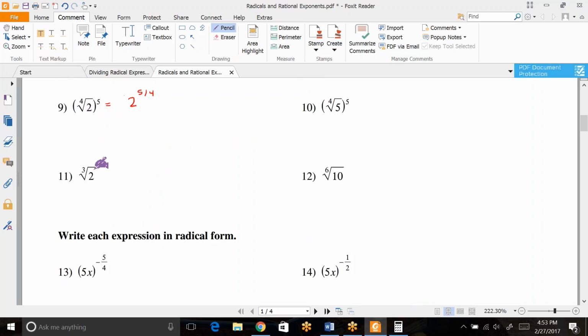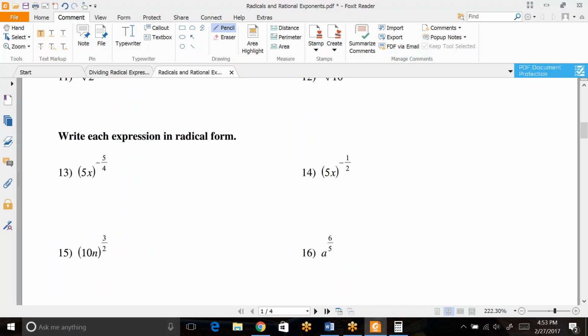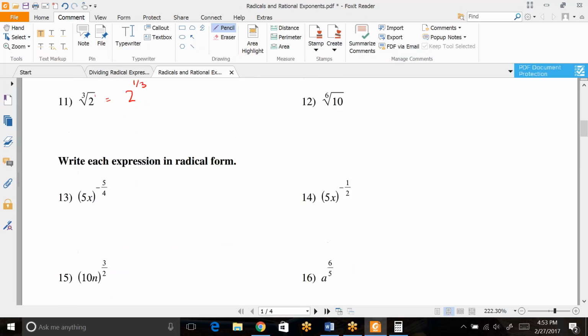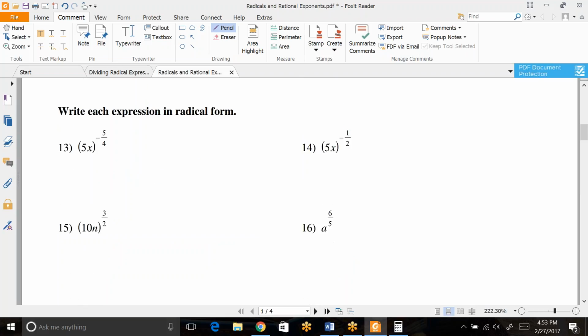And for this one, this is a 1 inside, so this would be 2 to the 1/3 power. Okay. Now, this is a little bit more complicated. Let me see how far I want to go. We'll probably do the simplifying ones in class together. So let's do write expression in radical form. So we're trying to convert these to radical form.